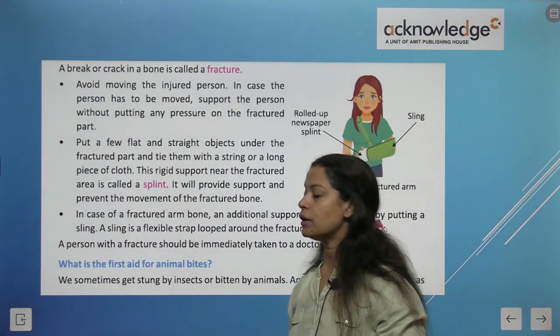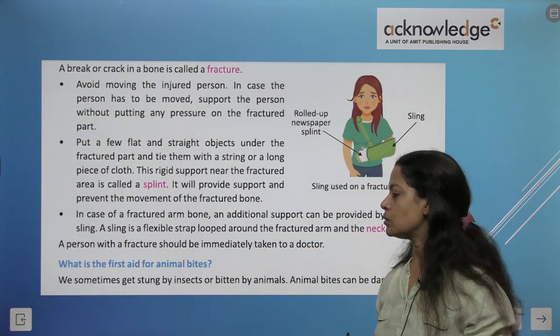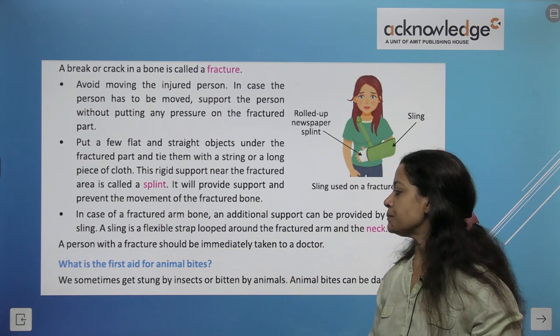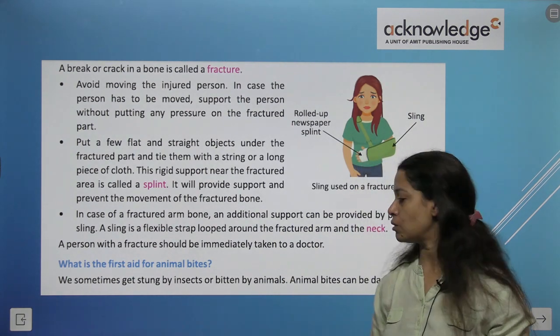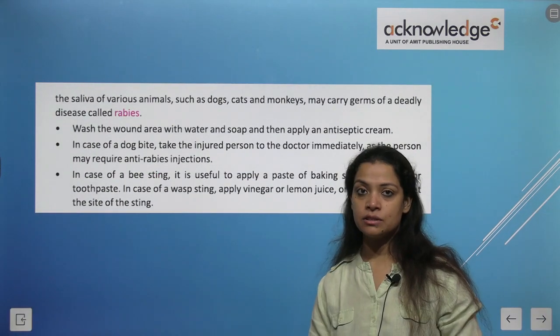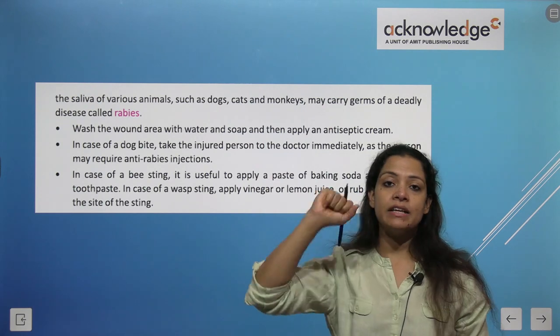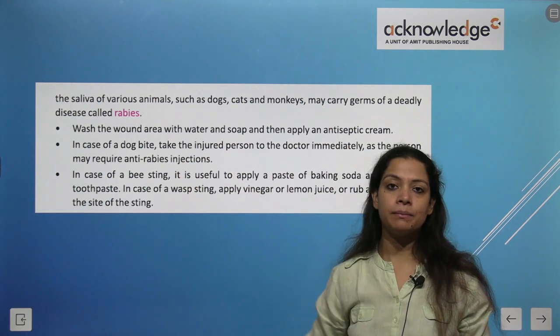What is the first aid for animal bites? If you are playing around and get bitten by animals like dogs and cats, or sometimes stung by insects also. Animal bites at times are dangerous because the saliva has various kinds of germs in it which cause rabies. The disease is rabies.